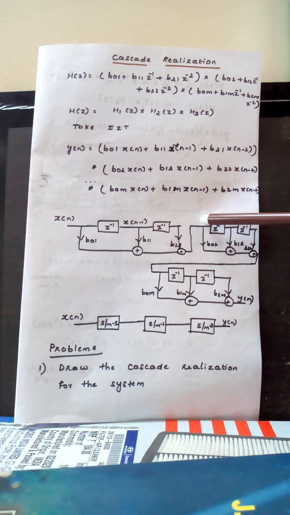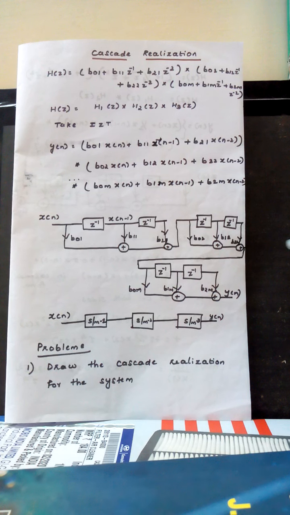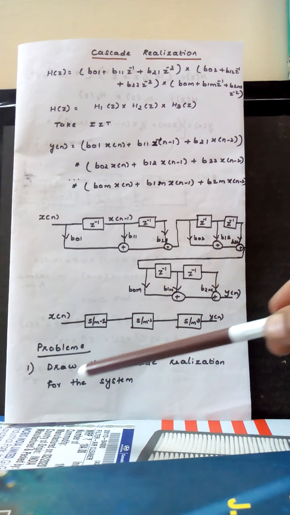Similarly, the second system is connected to the third system. The output of the second system is given as an input to the third system, and here we are taking the output y of n. So this is the cascade realization. Next, we'll see the problem.